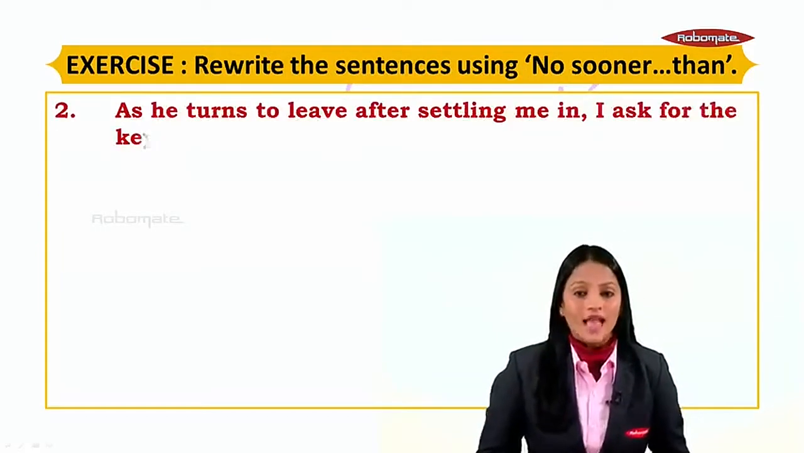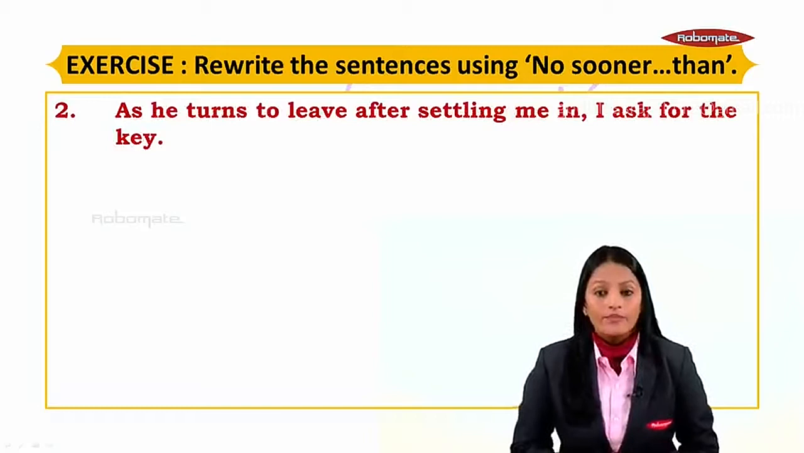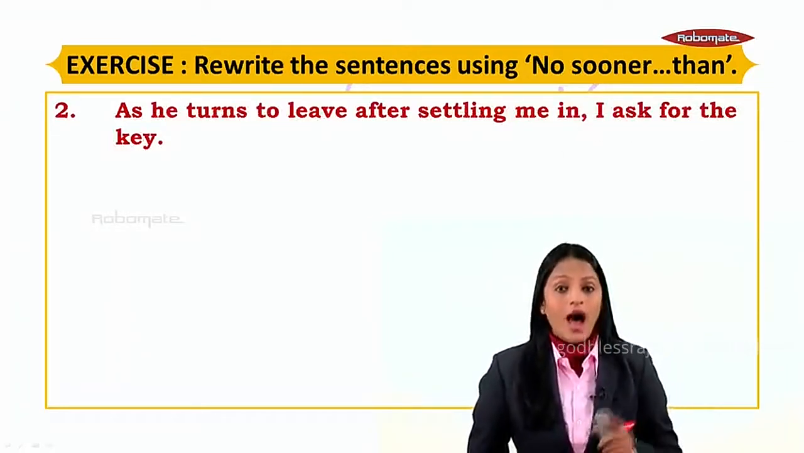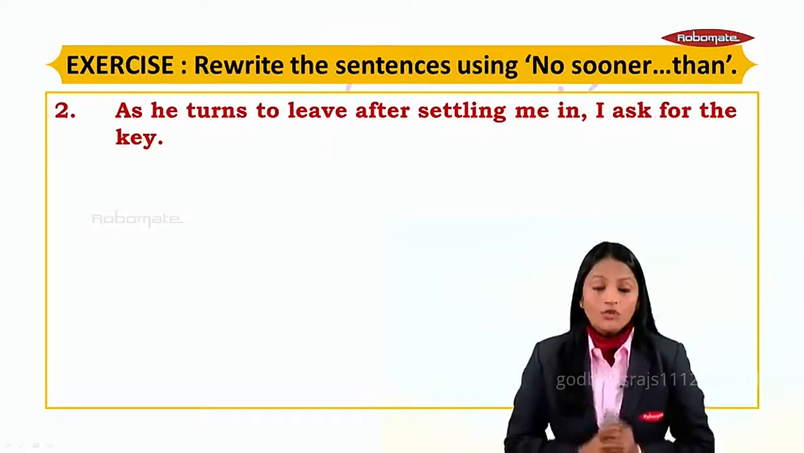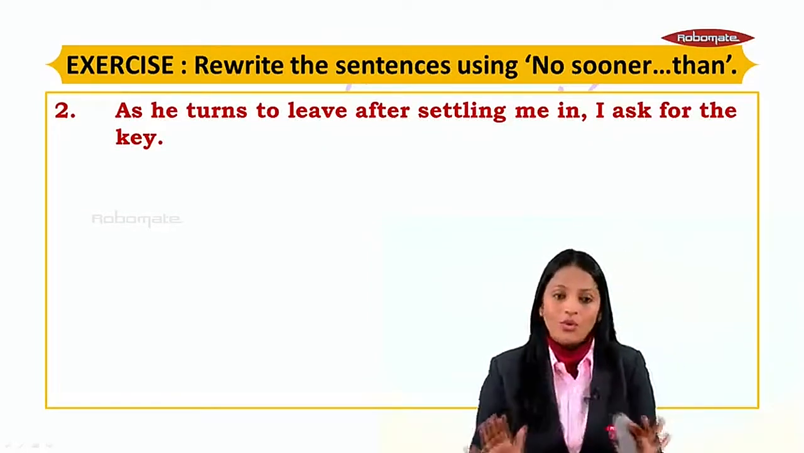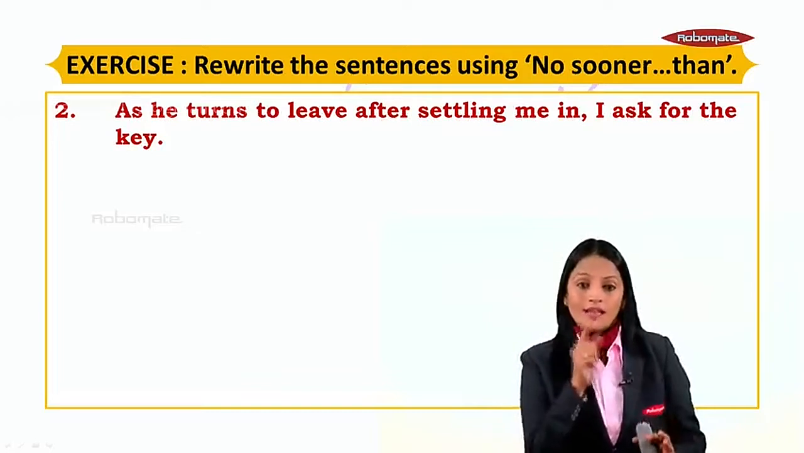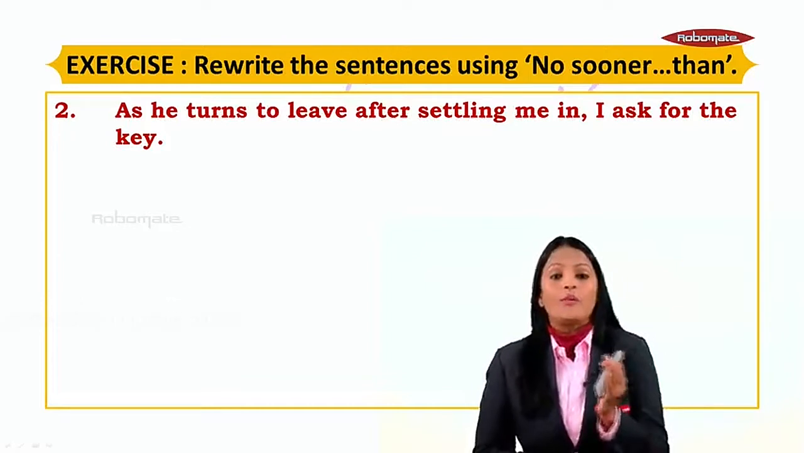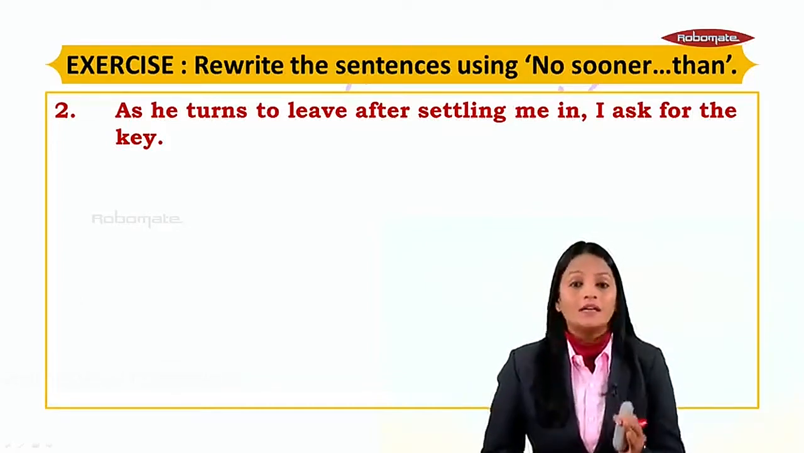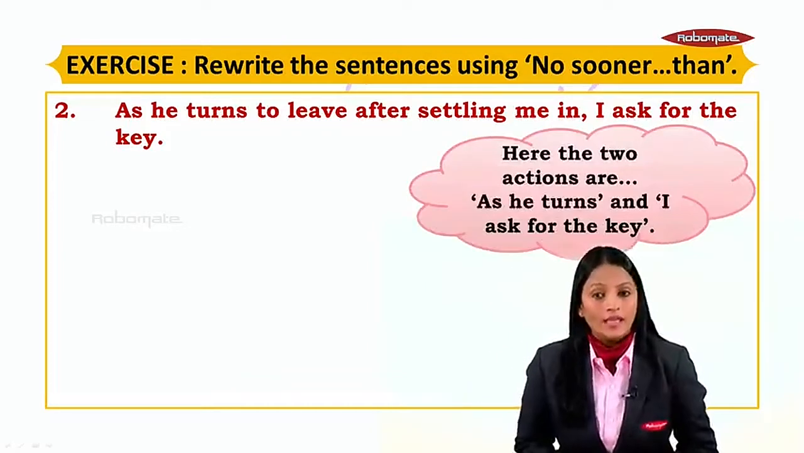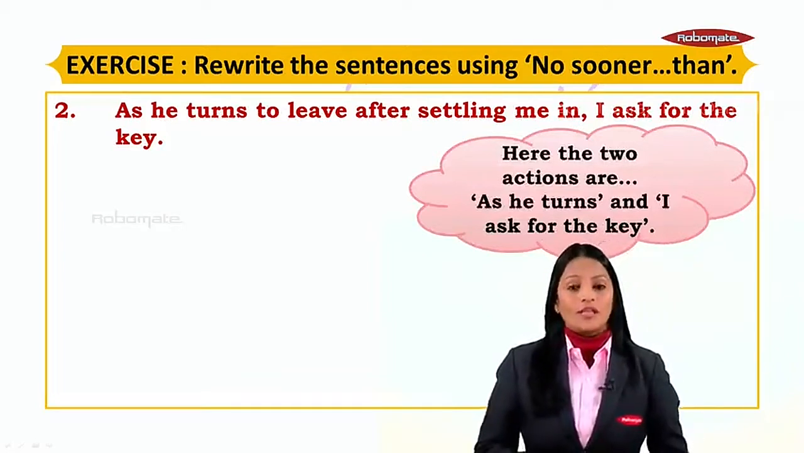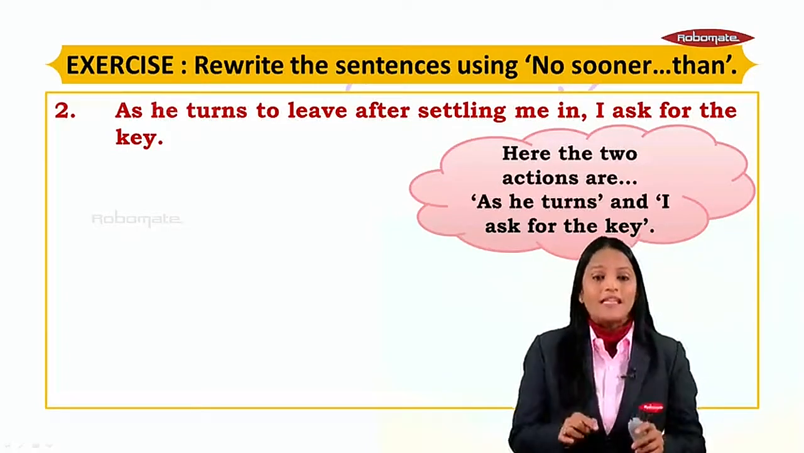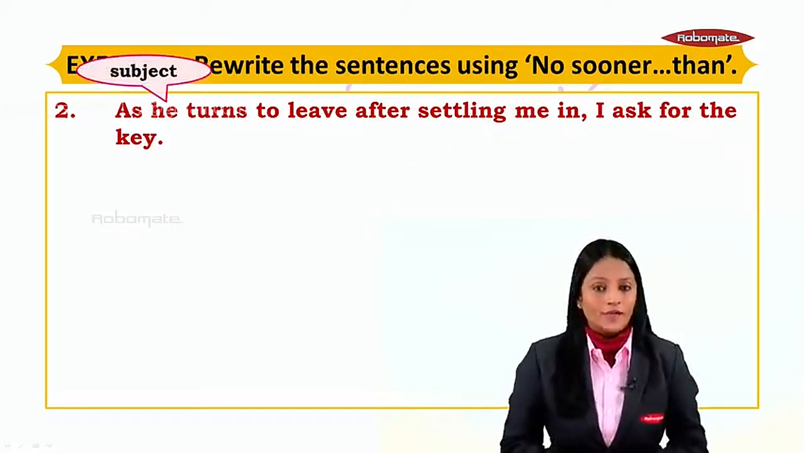Let's take an example. Now here, as he turns to leave after settling me in, I ask for the key. Students, it's a big sentence. Don't worry. Two actions. See there the comma? The two actions are separated by that comma. Now, we are only going to bother about the first part. As he turns to leave after settling me in. Now, here the two actions are as he turns to leave and ask for the key. After settling me in is just an extended part of the first action.